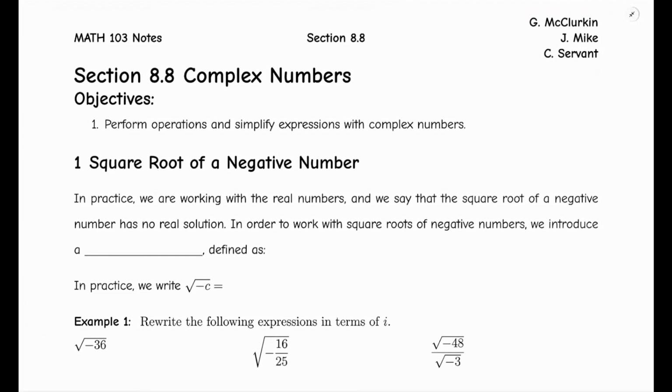In practice, we are working with real numbers and we say that the square root of a negative number has no real solution. In order to work with square roots of negative numbers, we introduce an imaginary number defined as i, which is equal to the square root of negative 1. In practice, we write the square root of negative c as i square root of c.